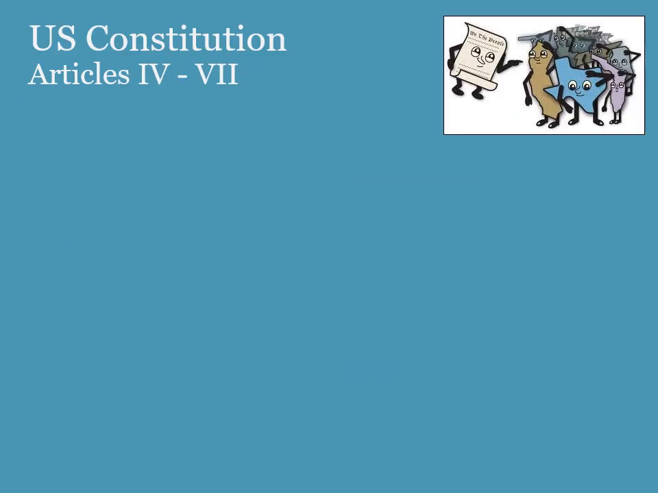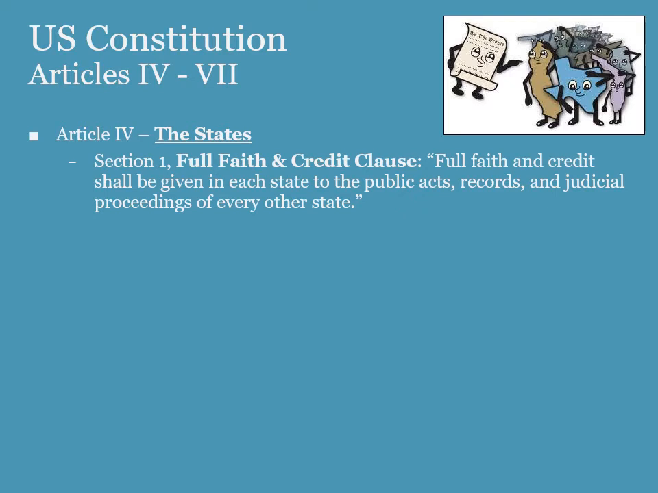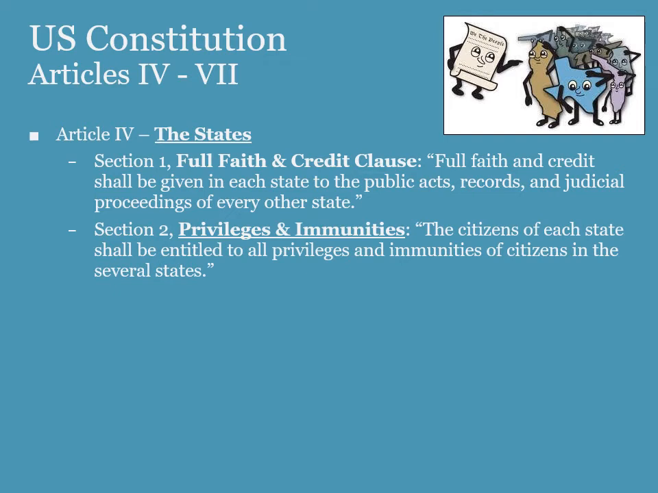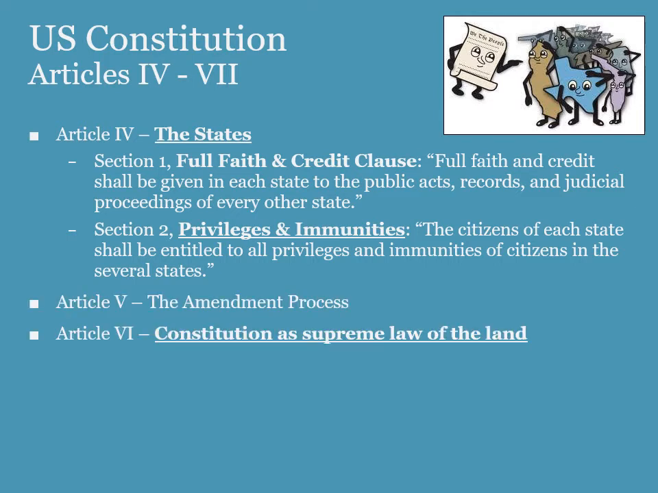Of the final 4 articles of the Constitution, Articles 4 and 6 are most consequential for our daily lives. Article 4 deals exclusively with the states. It contains our full faith and credit clause, basically an acknowledgement that each state must respect the laws and rulings of sister states. And it contains the privileges and immunities clause, which restrains state efforts to discriminate against the residents of other states. Article 4 also contains the Supremacy Clause, which is a clear statement that the Constitution is the supreme law of the land.